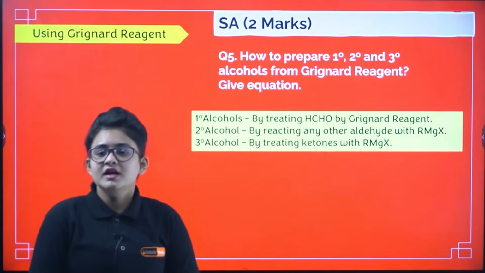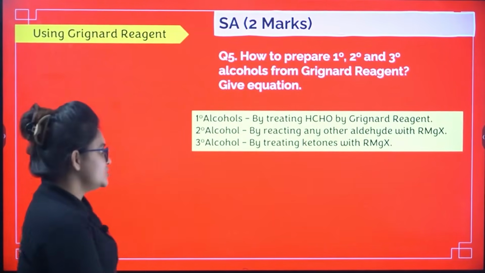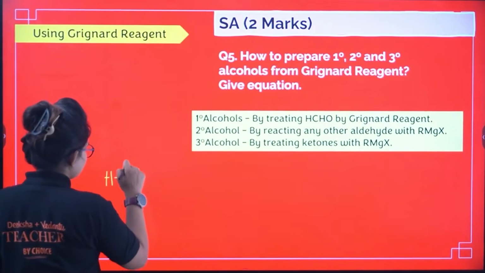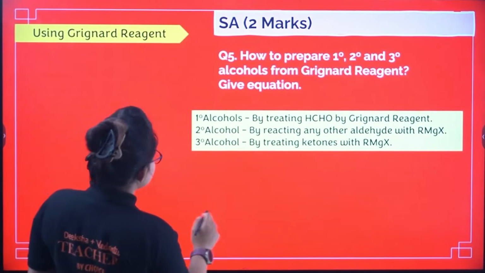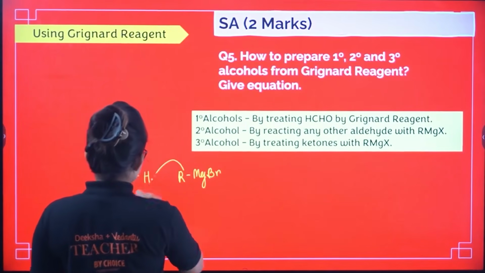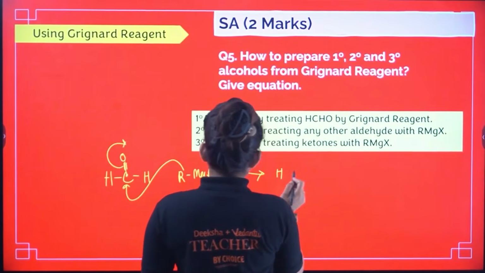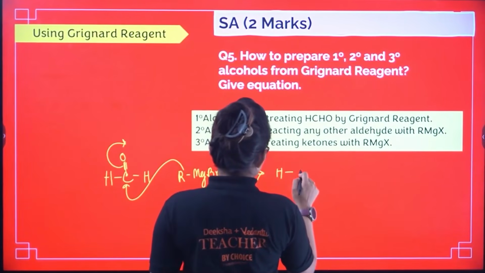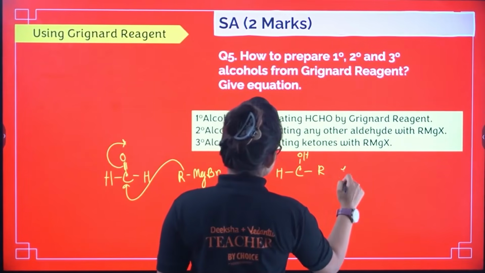For 1 degree alcohol you can treat Grignard reagent with HCHO. Let me show you the equation one by one. This is your HCHO. If I give Grignard reagent, let's say RMgBr, this will attack here and the carbonyl will open up. If I give H3O plus as well, here you will get OH, and here the R group. So you can say this is a 1 degree alcohol.